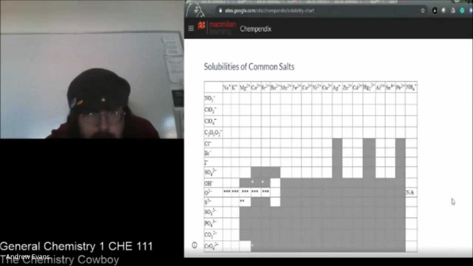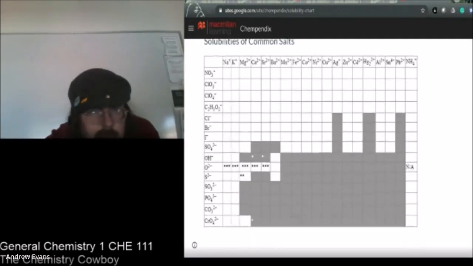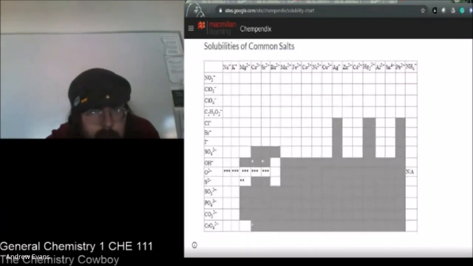So right here, cross-listing is solubilities of common salts. Everywhere there is a blank or white space, these are soluble salts. So sodium, potassium, these are soluble. Magnesium, soluble, soluble, soluble, insoluble with hydroxide. Soluble, soluble, soluble, insoluble with sulfite, phosphate, carbonate. And so you can cross-list here to see whether these would be soluble or insoluble.